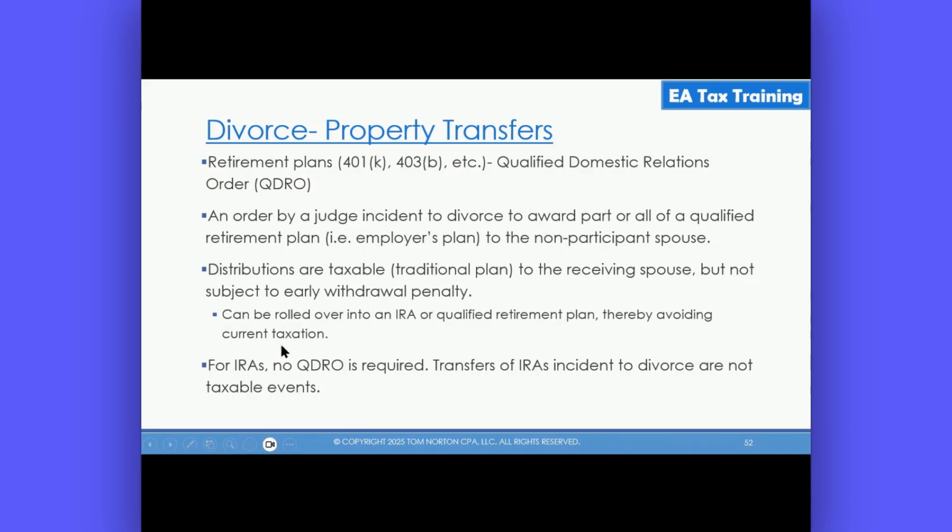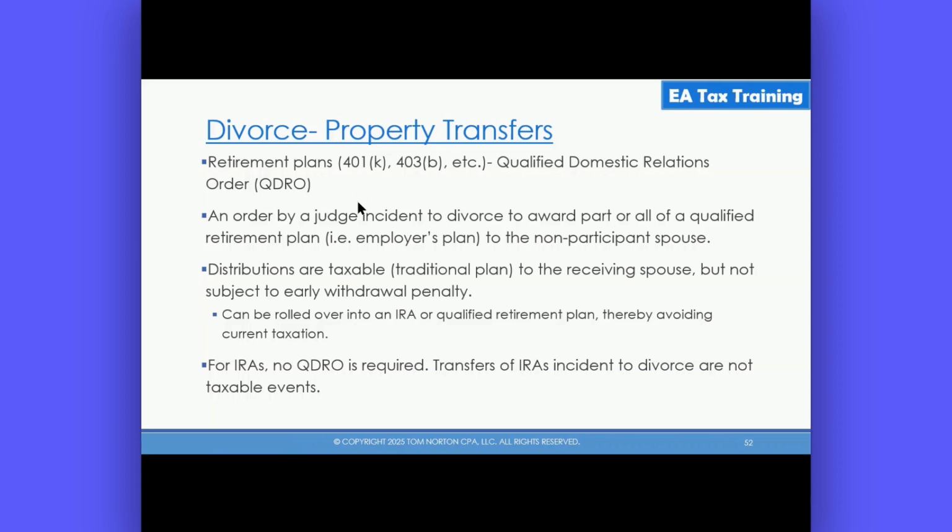There are special rules for retirement plans. And here we're specifically talking about work related retirement plans like 401k, 403b. Sometimes in a divorce, the non-employee spouse will be awarded part or all of the retirement account of the spouse who is the employee. In other words, you've got one person, they're at work, they're contributing to their 401k plan, so it is their 401k plan. But sometimes in the divorce, their spouse will get all or part of that plan.